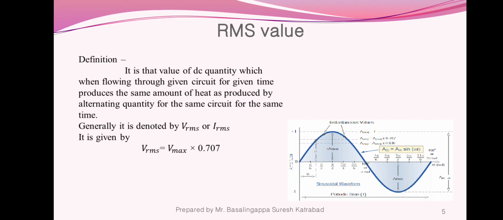So the definition is: it is that value of DC quantity which, when flowing through a given circuit for a given time, produces the same amount of heat as produced by an alternating quantity for the same circuit for the same time. Generally it is denoted by Vrms or Irms. It is given by Vrms equal to Vmax, means maximum voltage, into 0.707. In the graph we are showing here the RMS value.